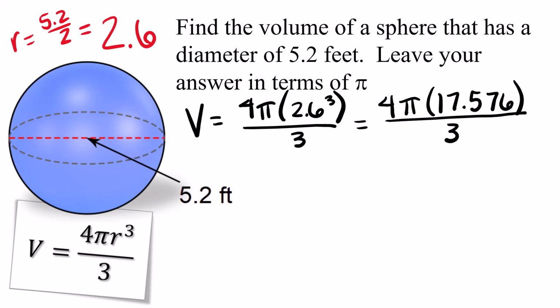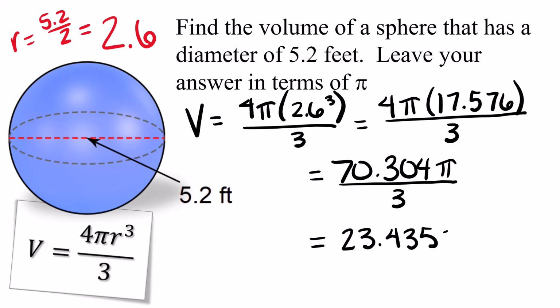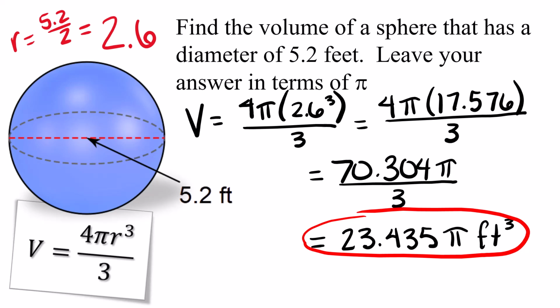So that's going to end up being, when I take 2.6 times itself 3 times, I'm going to get 17.576. Multiply the 4 times that. 70.304 times pi over 3. 23.435 pi cubic feet. Ta-da! Straight formula problems. They're kind of fun.